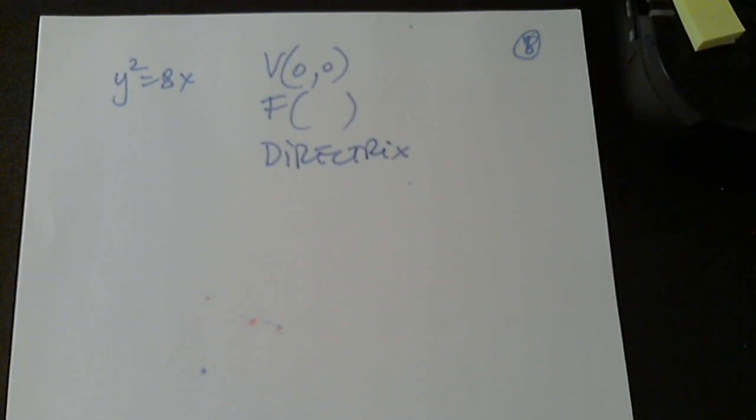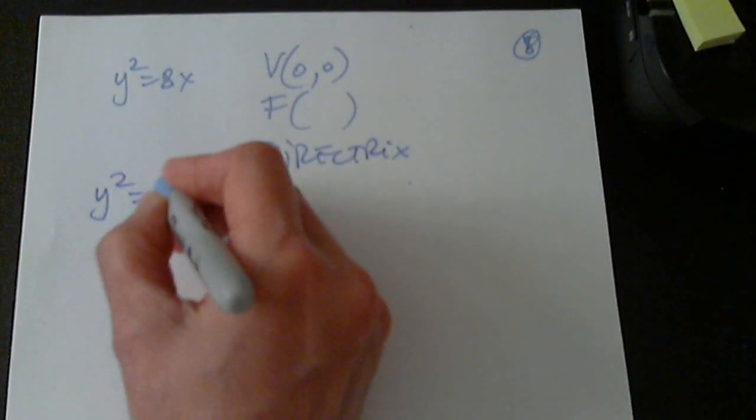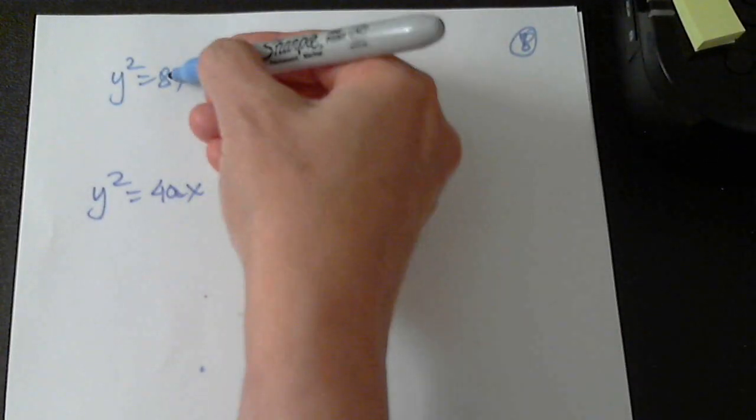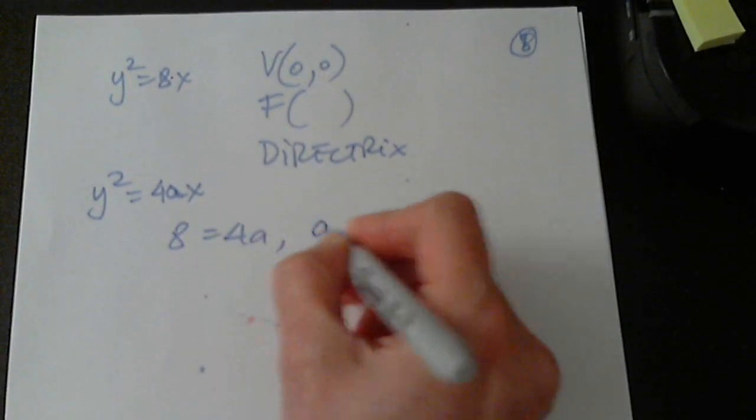So we have y squared equals 8x. Again, we look at the table. Y squared equals 8x is the situation. The axis of symmetry is the x-axis, of course, and it opens to the right. So the formula is y squared equals 4ax. By comparison, of course, 8 has to equal 4a, which means a equals 2.